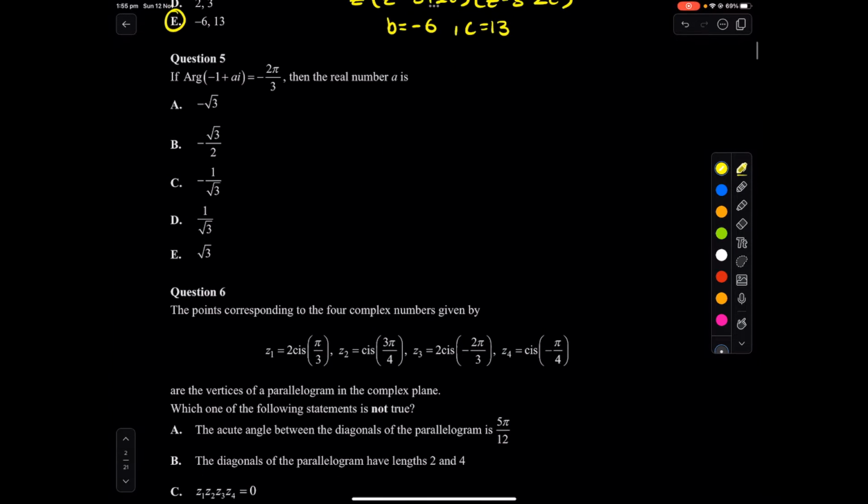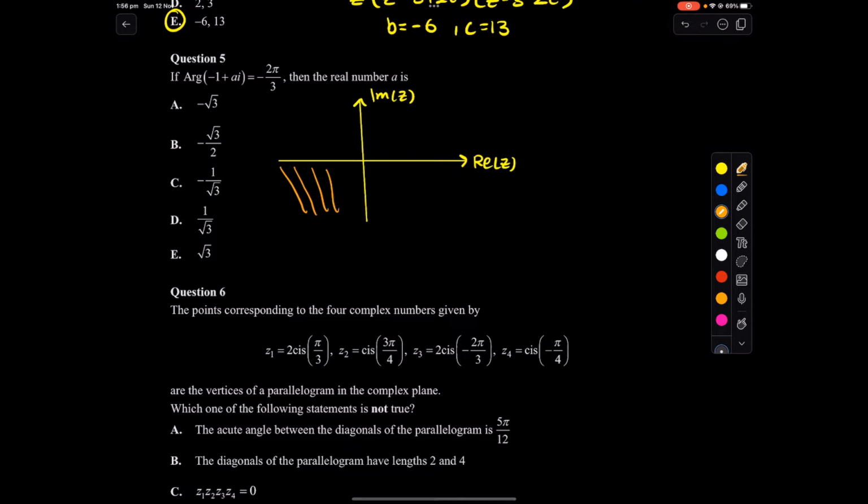Question 5. If the argument of negative 1 plus ai is equal to this, then the real number a is what? Okay, not too bad. If I was drawing a diagram right over here, let's call this the real axis, and here is your imaginary axis. We know that the polar angle is negative 2 pi on 3, which is over here in this quadrant.